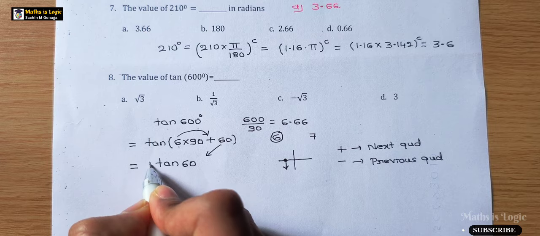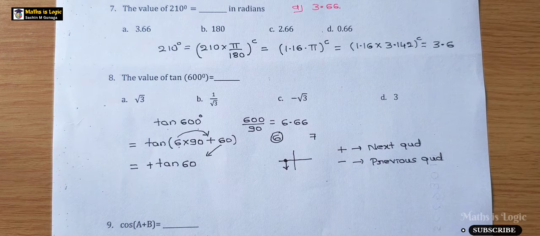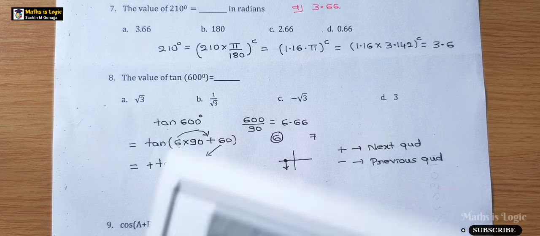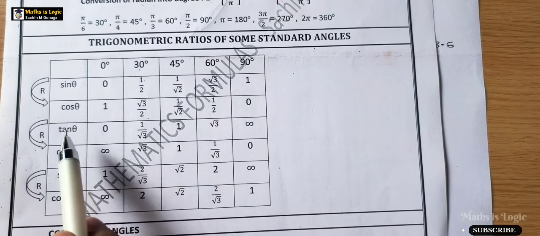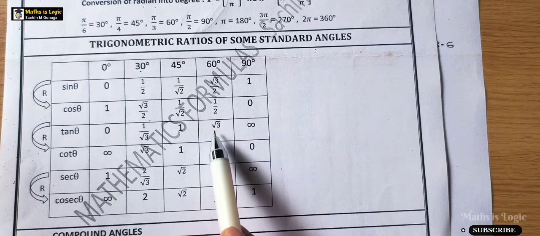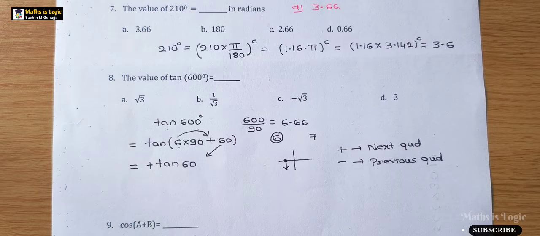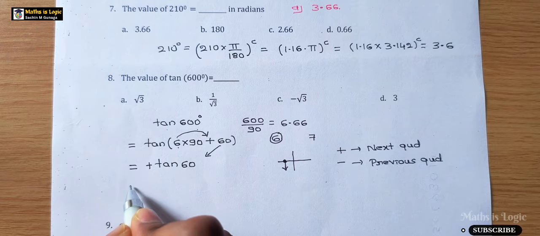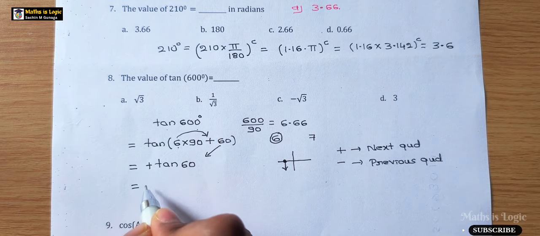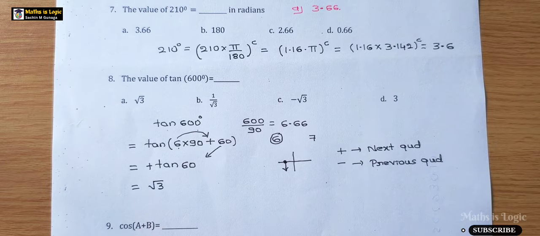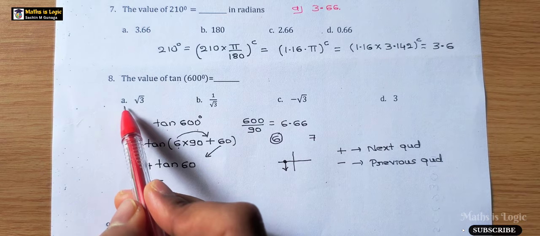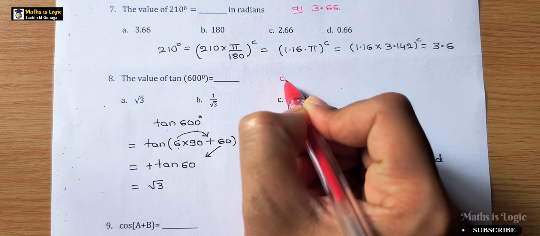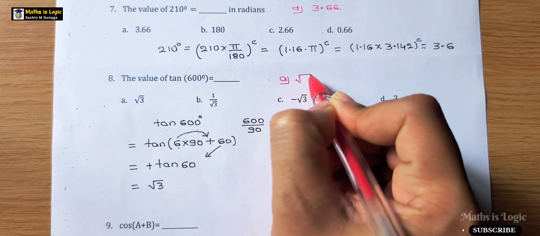Therefore plus tan 60. Then see the trigonometric standard angle table. So we know tan 60 degree value is root 3. Therefore, the answer for tan 600 degree is root 3. Therefore, the correct option is A, that is root 3.